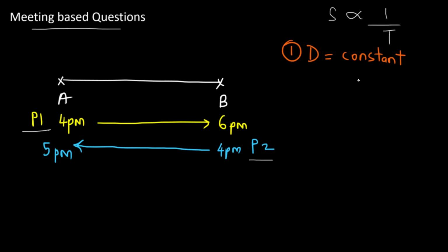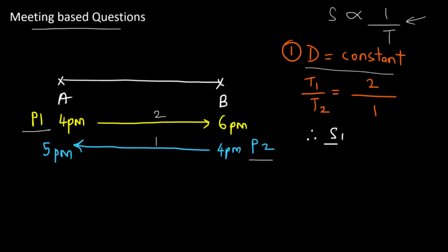Alright, now what's the ratio of time over here? Time taken by person 1 is 2 hours. Time taken by person 2 is 1 hour. So T1 by T2 is equal to 2 by 1. Now, because distance is constant, speed is inversely proportional to time. Therefore, S1 by S2 will be equal to 1 by 2.